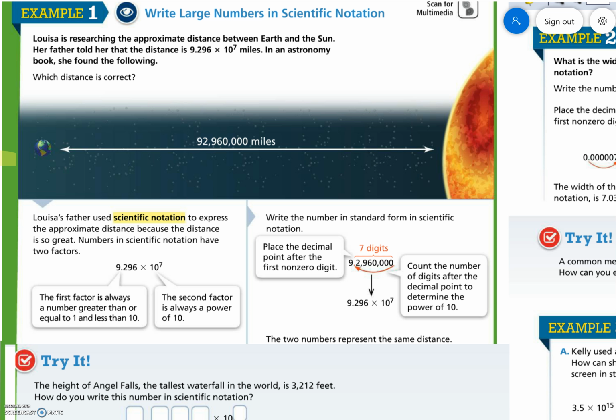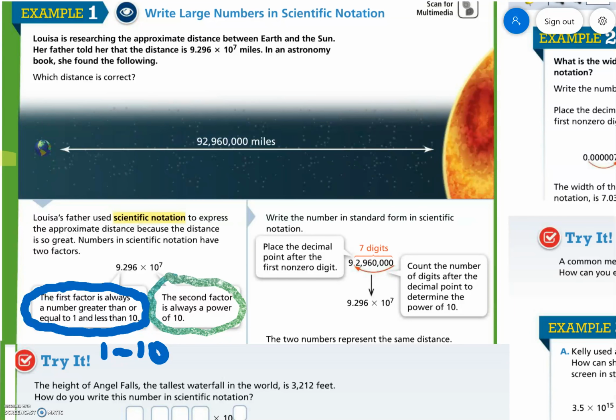Numbers in scientific notation have 2 factors. So there are 2 things you always have to have. The first factor, the first thing, is always a number greater than or equal to 1 and less than 10. So between 1 and 10. And the second factor is always a power of 10, meaning it's always multiplied by 10 raised to a power.